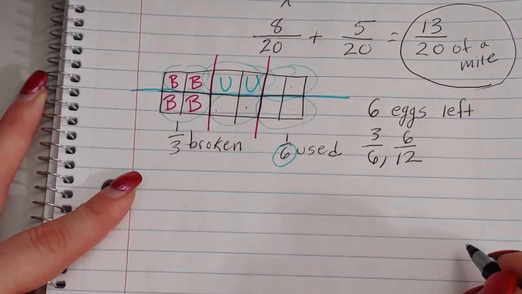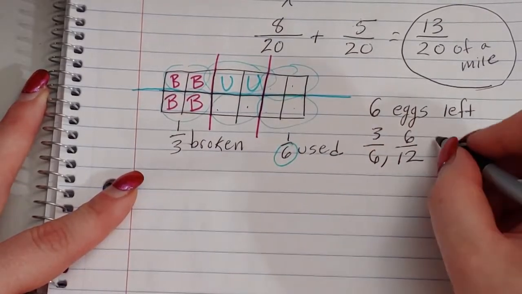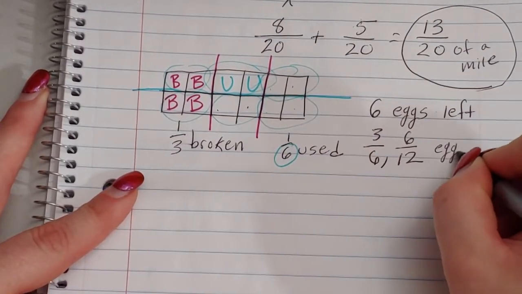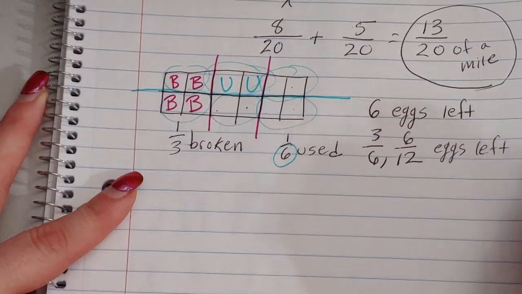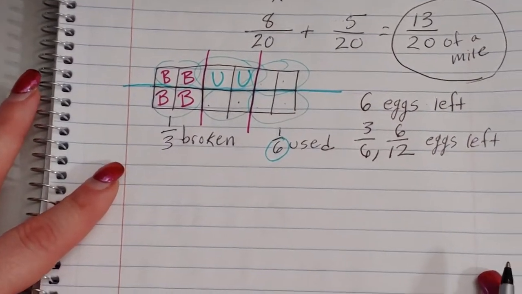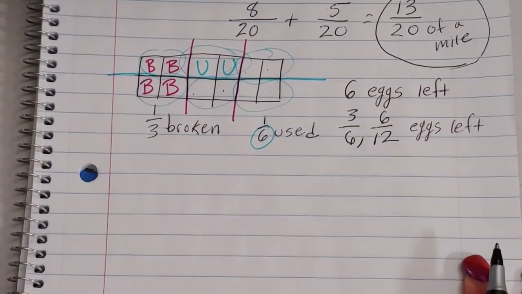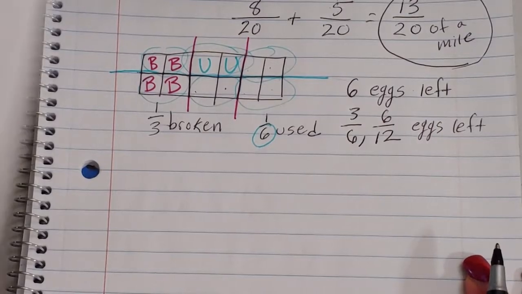Those are my two answers that I could pull out. Eggs left. You do not have to have both, but I put them both so in case you got something different, you can have them. Okay.